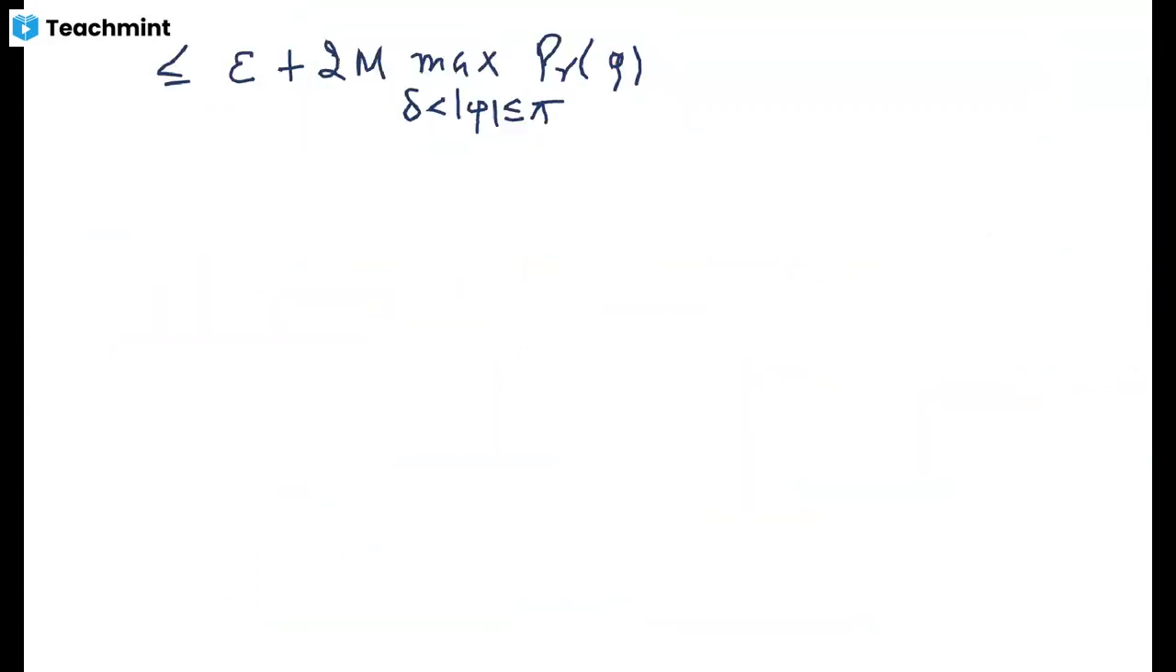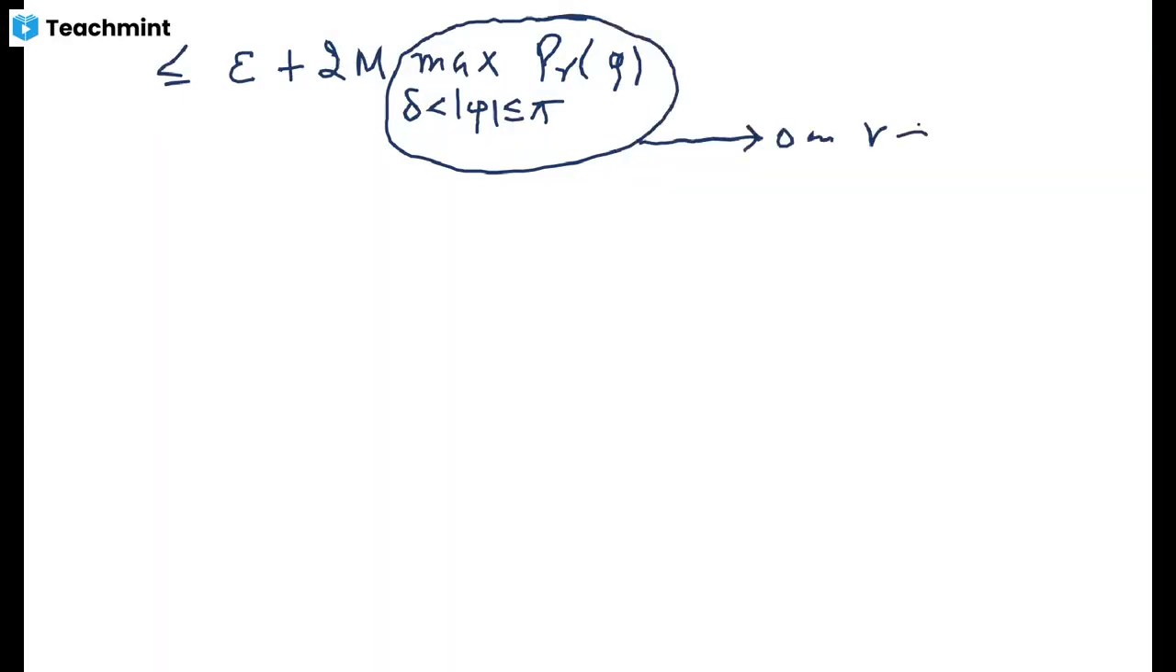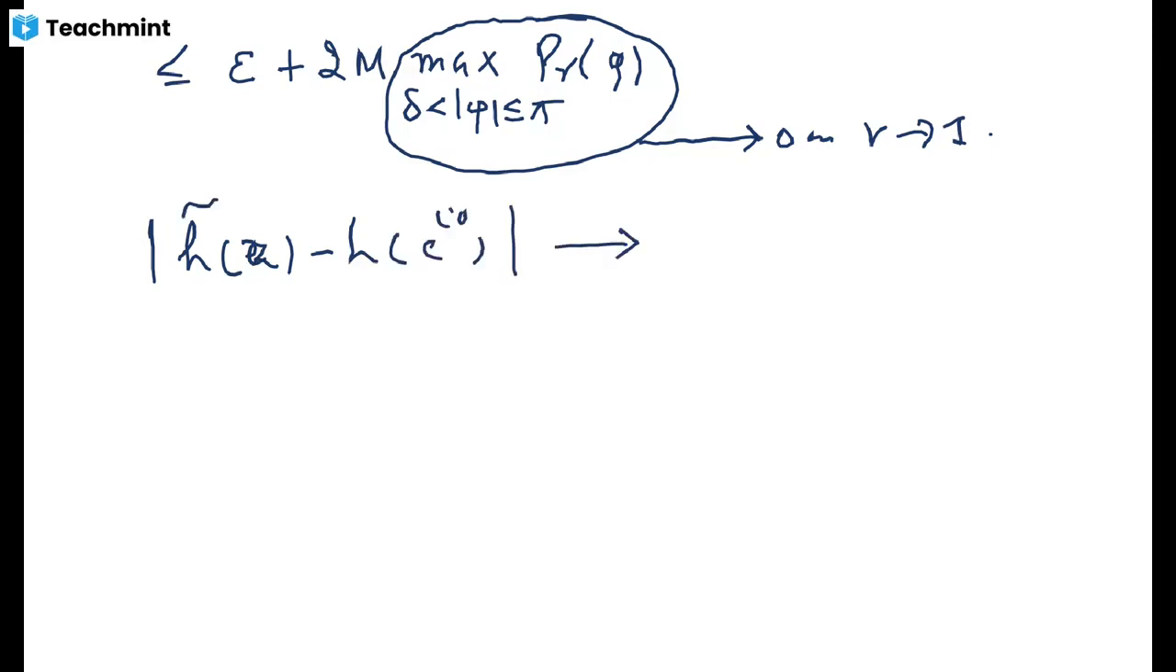Now the property that we just stated here is also a property that this maximum of this Poisson integral tends to 0 as r tends to 1. So what we can see now is that this number h̃(z) minus h(e^{iθ}) tends to, we have only epsilon, as r tends to 1.